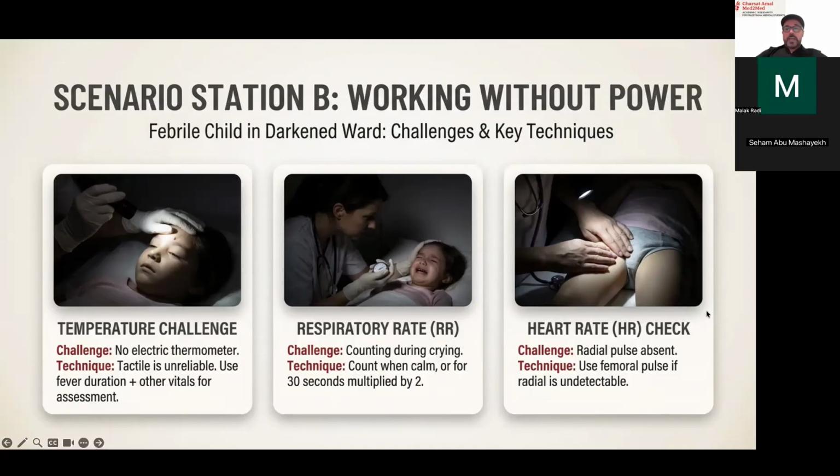The pulse, I would check the radial or the femoral pulse if the radial is undetectable. Make sure that you double check the pulse in two areas so you're not getting the pulse of your own nervousness and heart beating.